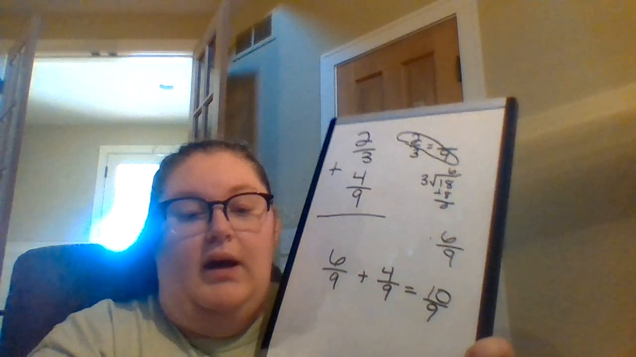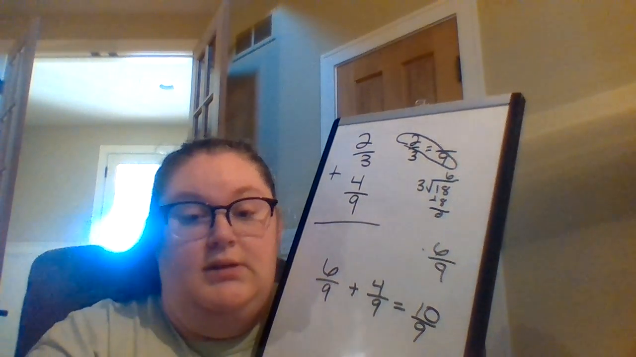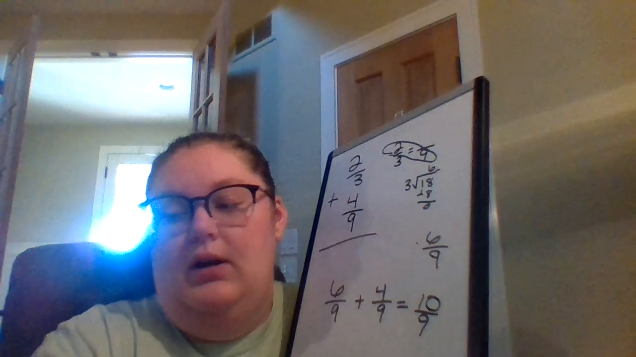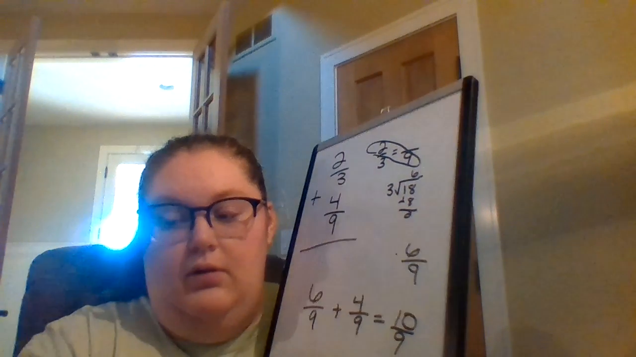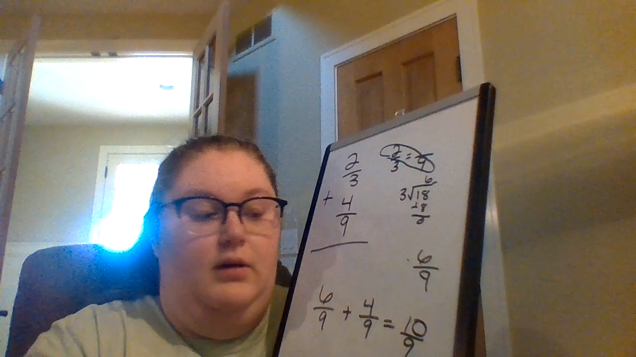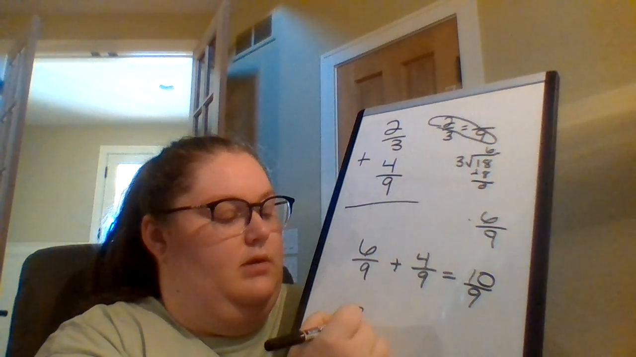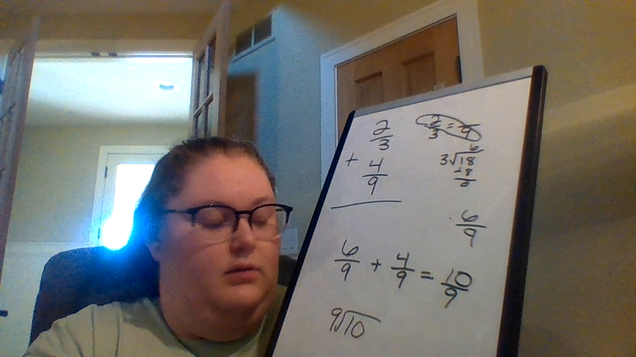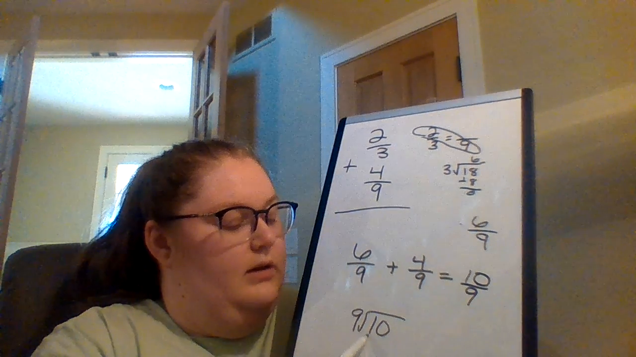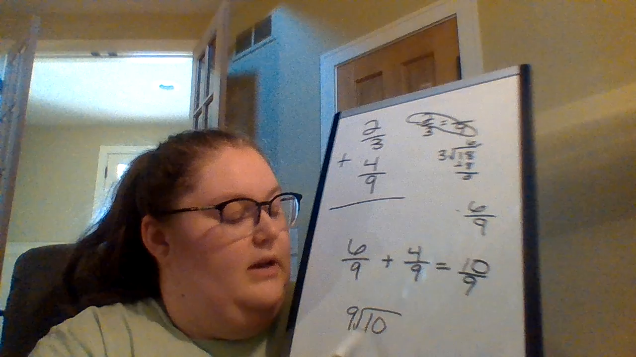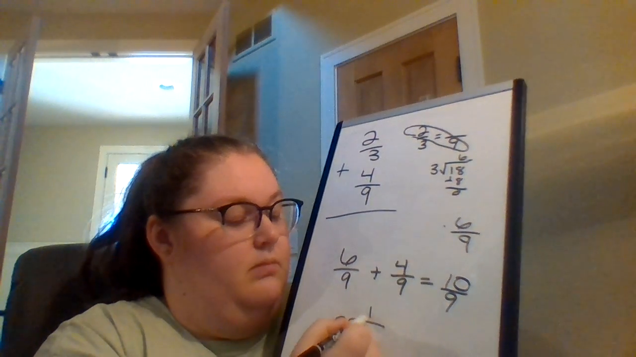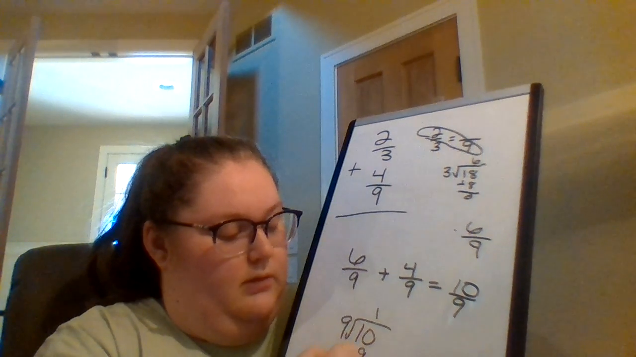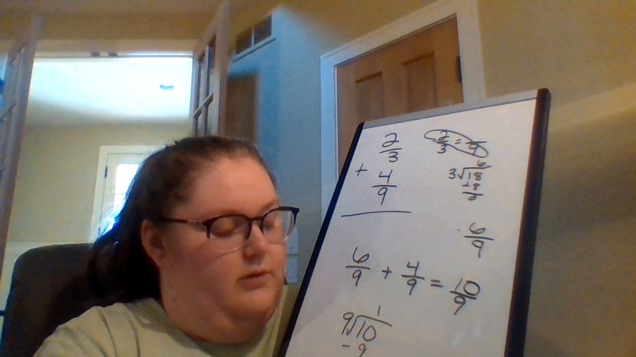So how do I turn my improper fraction into a mixed number? I have 10/9. So what I'm going to do is 10 divided by 9. Can 9 go into 1? No. Can 9 go into 10? Yeah, 1 time. So 9 times 1 is 9. So then I have 1 left over.